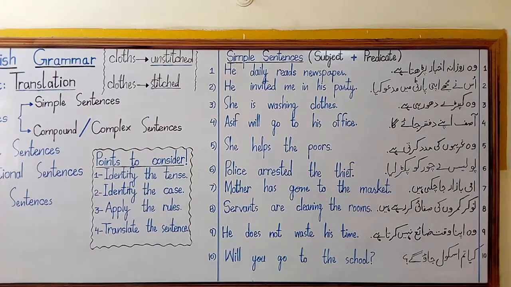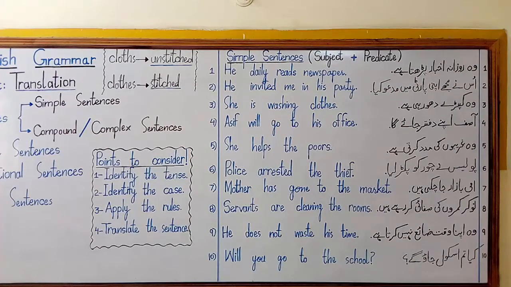Let's go through the sentence again. वो कपड़े धो रही है. She is washing clothes. And if she is washing unstitched ones, then you will say she is washing cloths. Okay, but here we mean that she is washing clothes, not cloths.